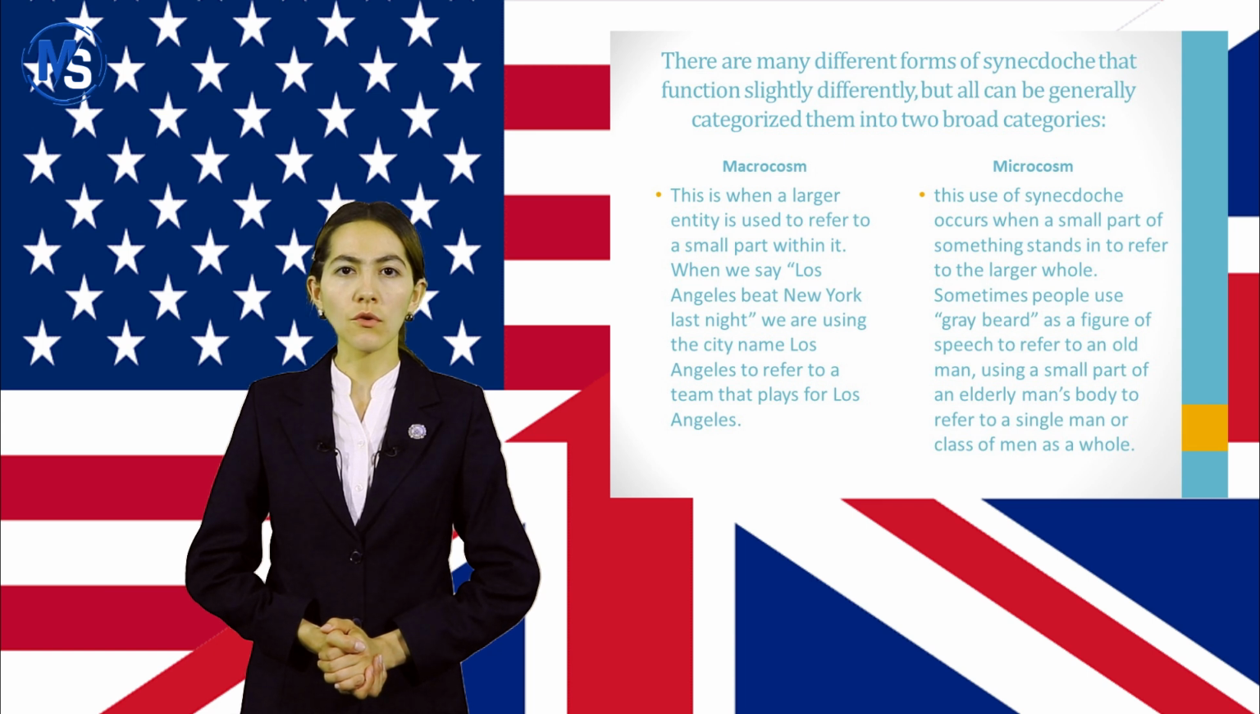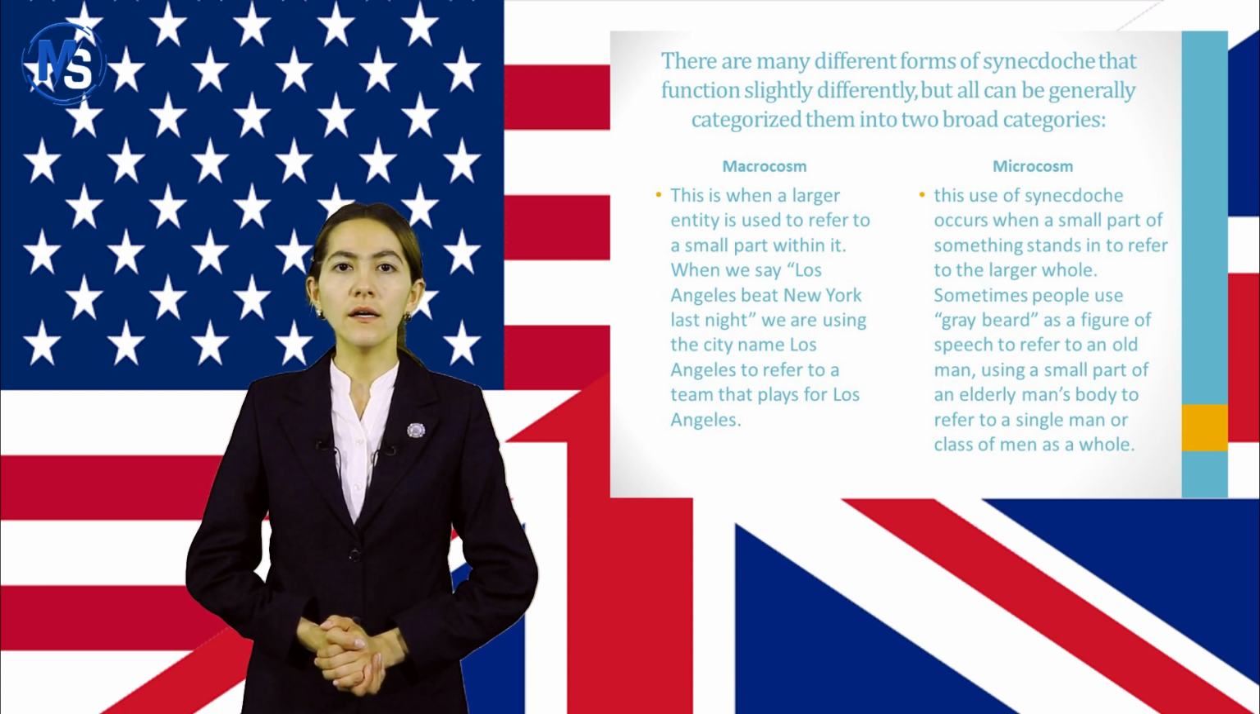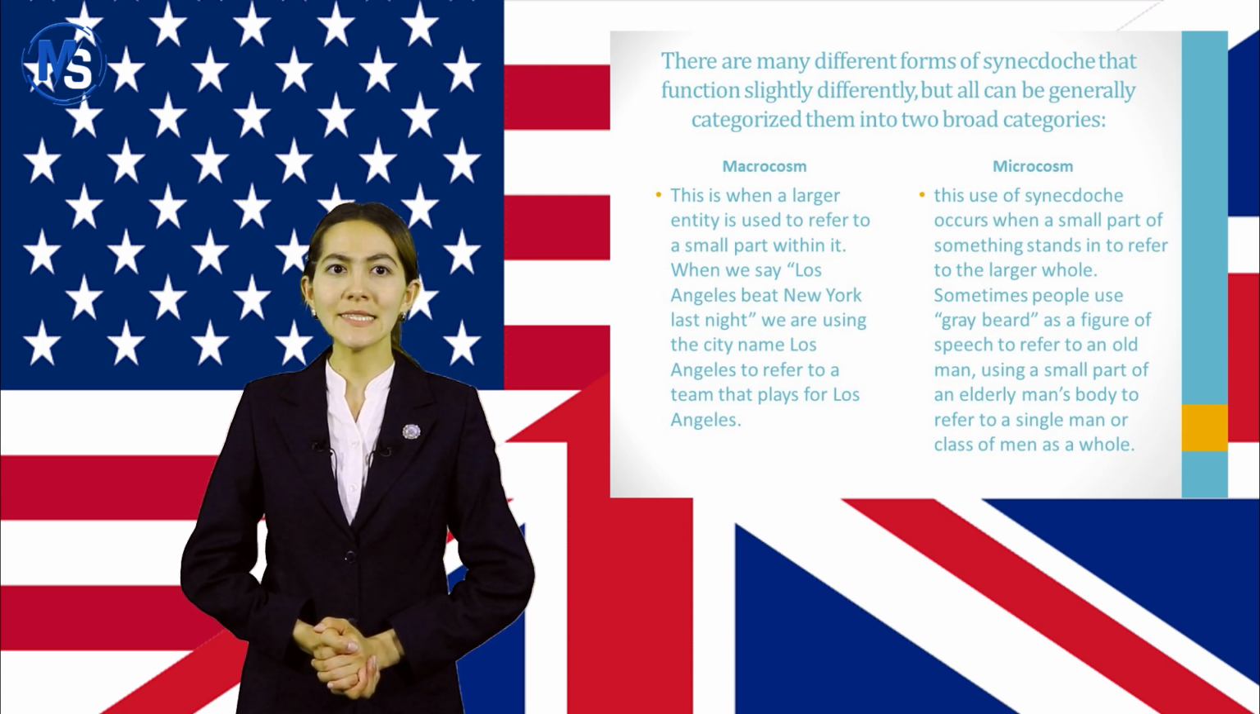So what is this first category in Synecdoche? This is when a larger entity is used to refer to a small part within it. So when you say something smaller in a general type, you can use it. For example, Los Angeles beat New York last night. It means that we are using the city name Los Angeles to refer to a team.